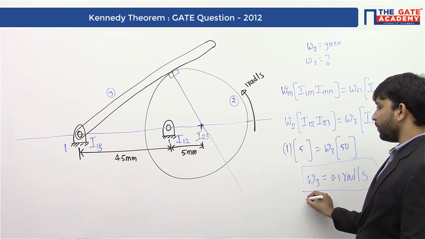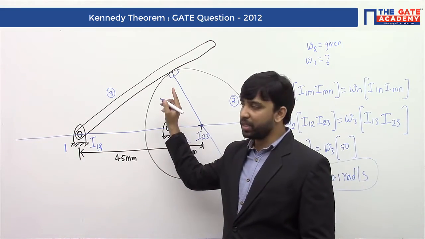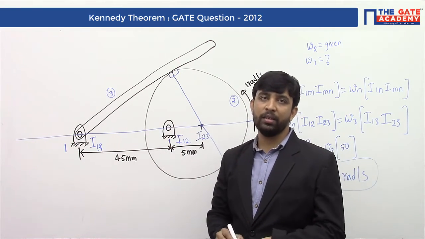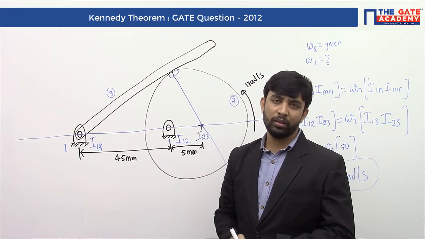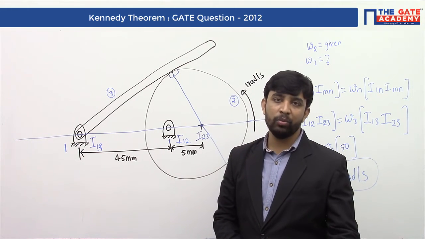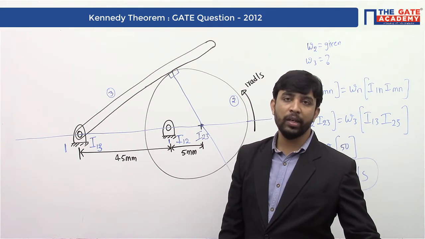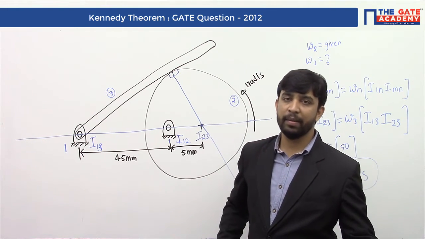This point is very important: for a general higher pair, the instantaneous center of rotation lies somewhere along the common normal. Depending upon the relative motion between the pair of links, we decide where exactly it lies.